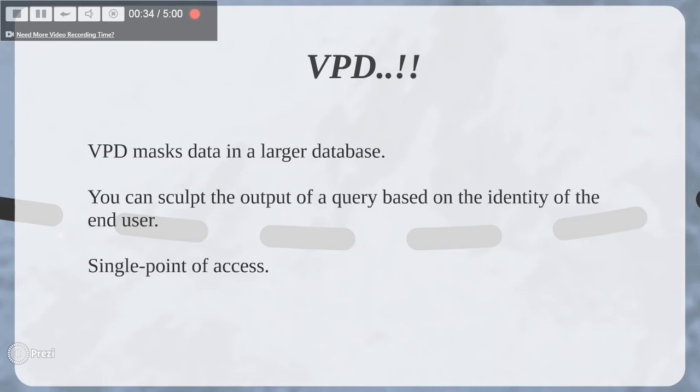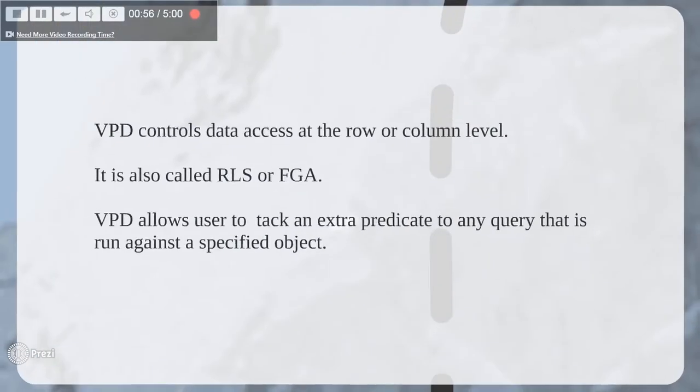It functionally allows different users to run the exact same query on a table, and each come away with a different tailored result set. We mask data in a larger database so that only a subset of data appears to exist, without actually aggregating data into different table schemas or databases. You can sculpt the output of a query based on the identity of the end user. It gives a single point of access.